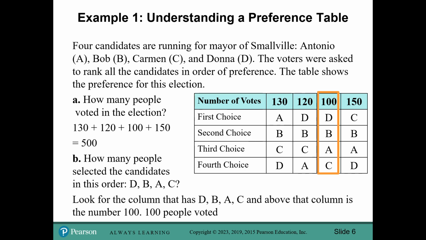All we have to do to determine how many people voted in the election is look at the number of votes in the table right here. And all we have to do with that is total them. So 130 plus 120 plus 100 plus 150 totals up to be 500. How many people selected the candidates in this order? D, B, A, C. Well, I already have it highlighted here in orange, but I'll help you indicate it here as well. D, B, A, C. There were 100 people that voted for that particular order, D, B, A, C.